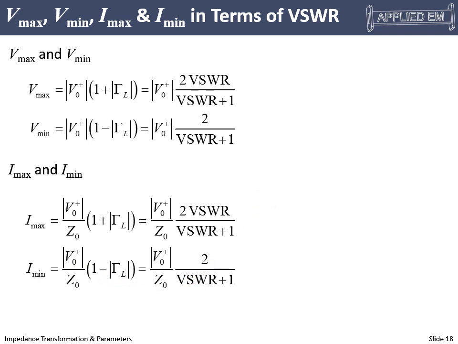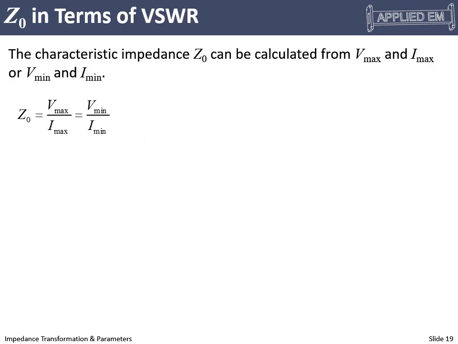Be careful, there are some minor differences here. For example, we don't have a Z0 up here. We do have a Z0 down here when we're calculating currents. Well, we can put our characteristic impedance in terms of VSWR. It turns out that if we know the maximum voltage and the maximum current, the ratio of those is the characteristic impedance of our line.